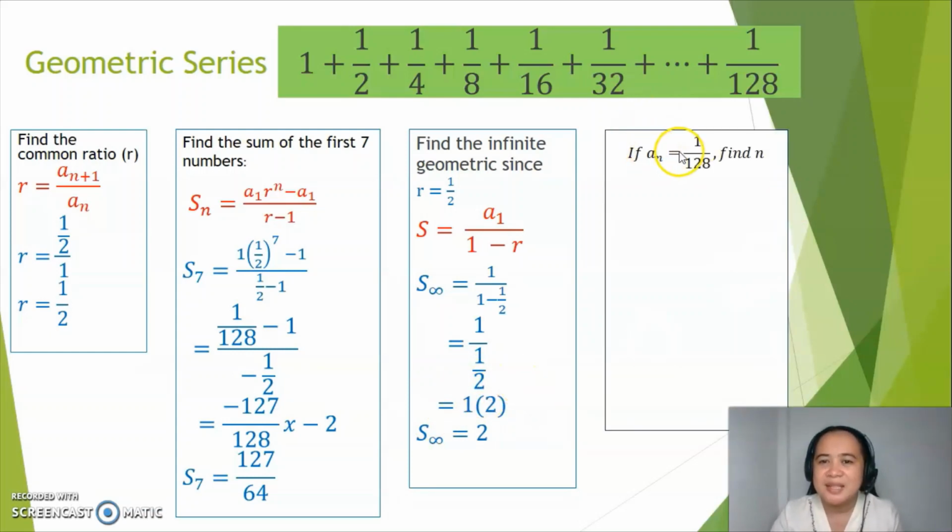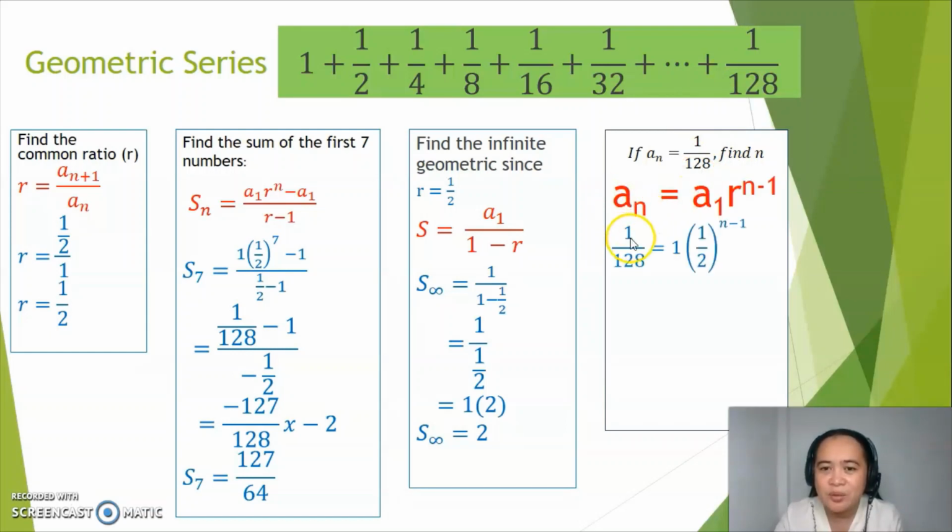Another, this one. If the nth term is 1 over 128, find n. So we'll use this formula. So take note, our a sub n is 1 over 128. Our first term is 1. Our common ratio is 1/2. Then n minus 1. We are solving for n here.